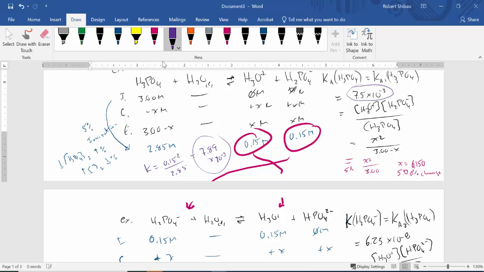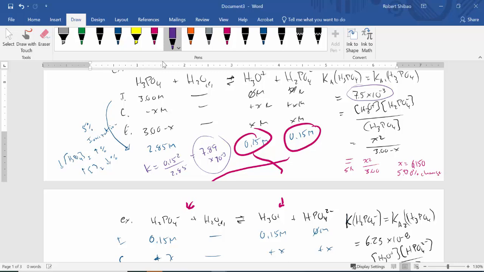Let me double check the calculation to make sure I didn't make an error. It would be 3 times 7.5 times 10 to the minus 3. I'm recalculating x equals, and then take the square root of that, equals. Yeah, I didn't round it at all. It's 0.15. But it's off. Do you see it's off? I don't really like how far off it is. I think it should be closer.